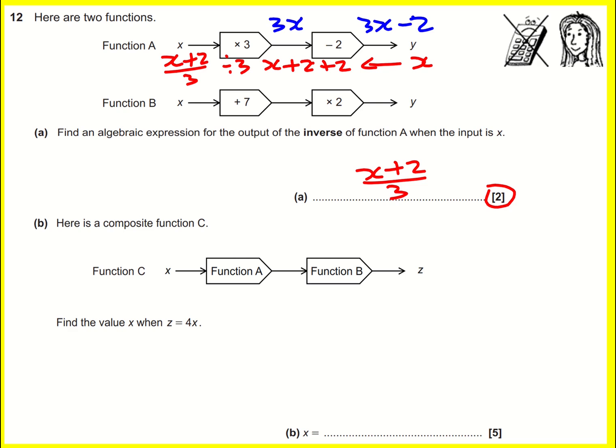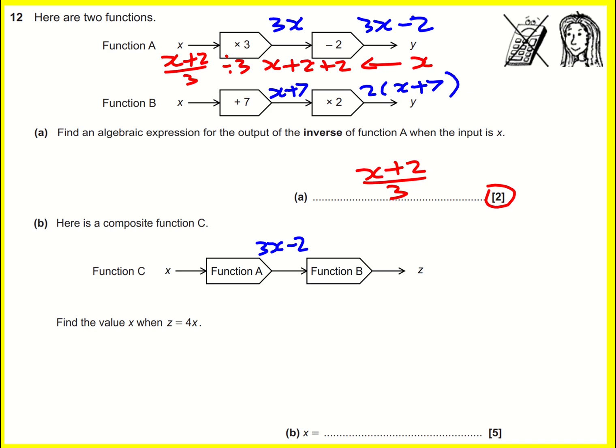Composite functions now, so we're combining function a and function b together. Now I know I've already said this from the start, after I put it into function a, I'm going to have 3x minus 2. And then I'm going to put that into function b. So let's focus on function b for a second. If I put x into function b, then I'm going to get x plus 7, and then I'm going to times it by 2, and that's going to leave me with 2 brackets x plus 7.